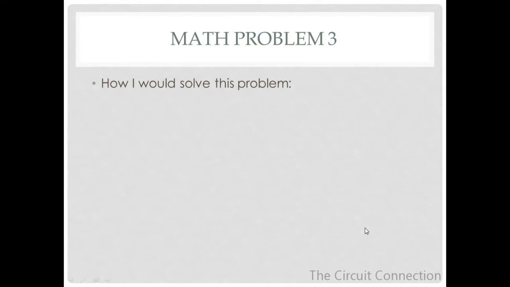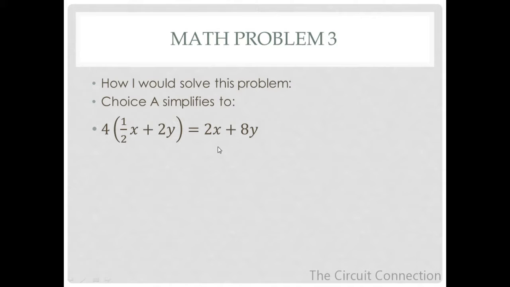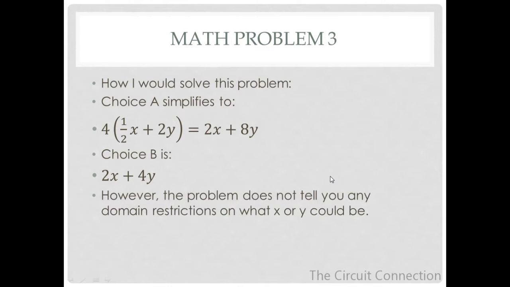So how would I solve this problem? Well, choice A, 4 times (half x plus 2y), simplifies to 2x plus 8y. And choice B can't be any more simplified. It's still just 2x plus 4y. However, the problem does not tell you any domain restrictions on what x or y could be. So let's consider some values, and I'll keep those values restricted to simple integer values.